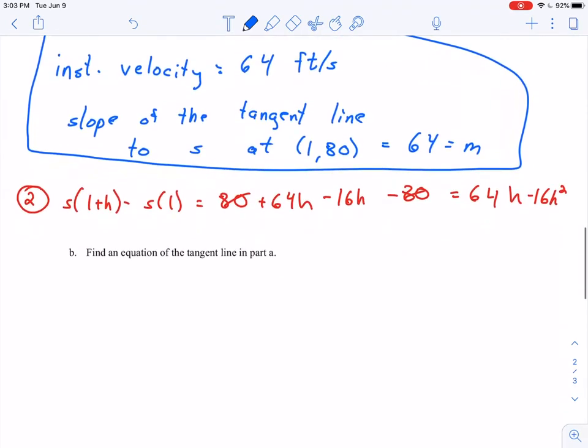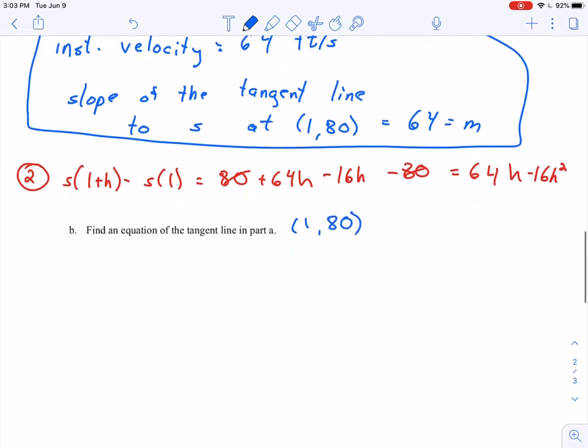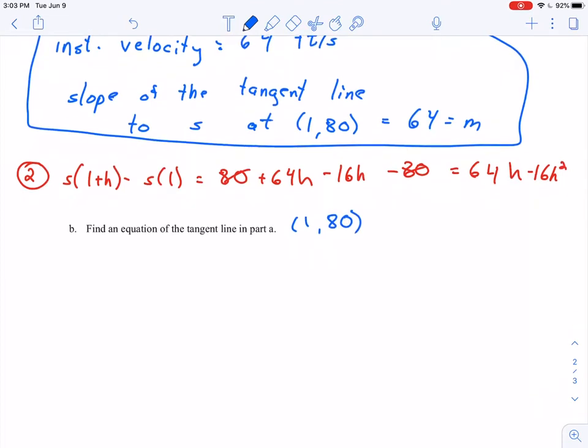We'll find the equation of the tangent line in part B. So we want to find the equation of the tangent line, just in case we weren't specific enough here, at 1, 80 here. And this is just like the last problem that we did in the last video. We'll say, okay, I need a point, which I have that, and we need the slope of the tangent line. Well, oh my goodness, slope of the tangent line, we already found that. That's 64. So m is equal to 64.